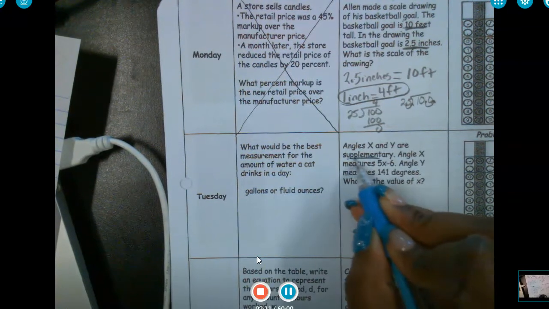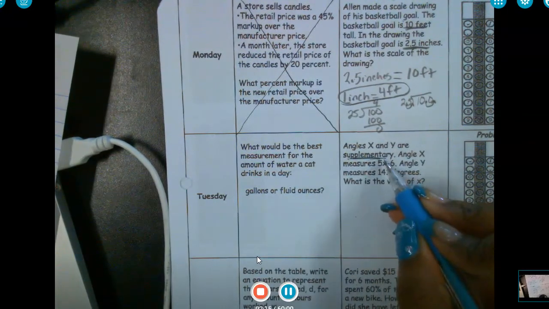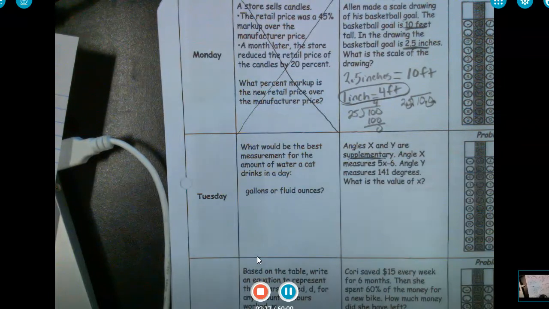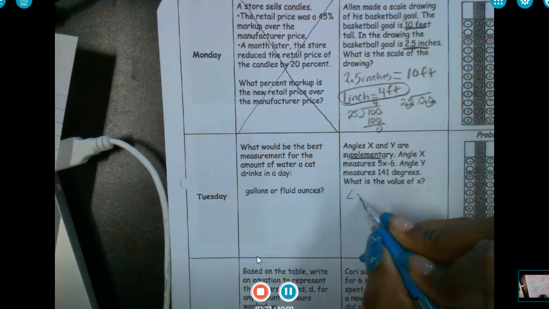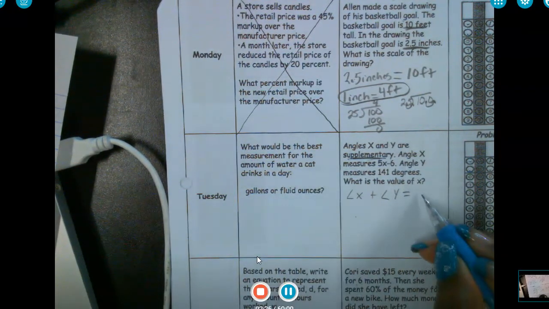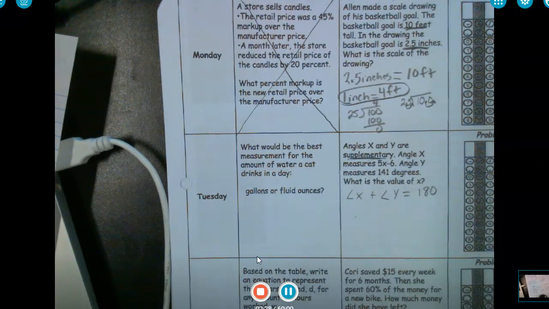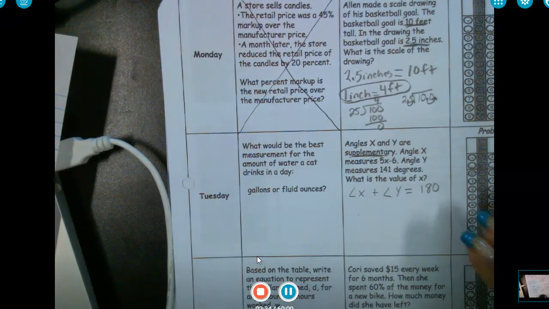Okay, supplementary. Just to give you a hint. Supplementary angles, when you add these two angles together, they should equal 180 degrees. So we got angle X plus the measurement of angle Y. When you add them together, it should equal 180 degrees. If they're complementary, they equal 90. Supplementary, 180. Okay? Pause the video, see if you can do it on your own.